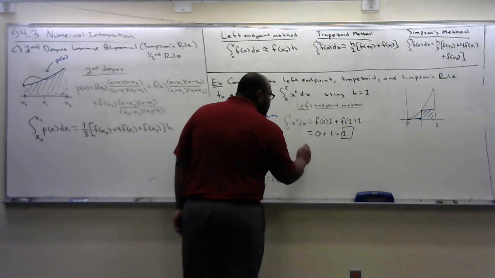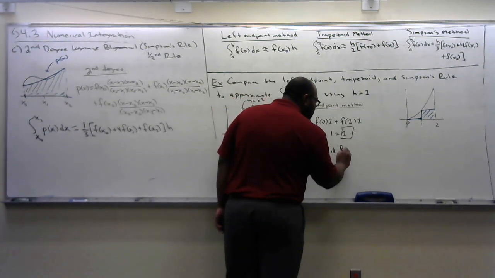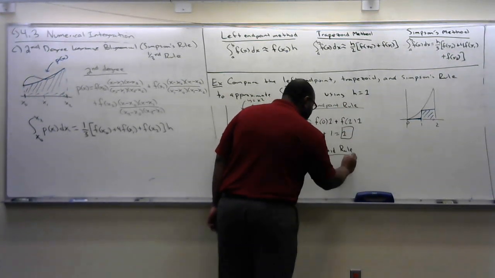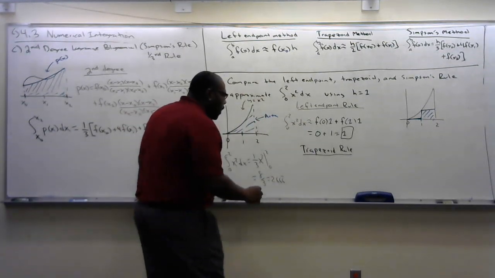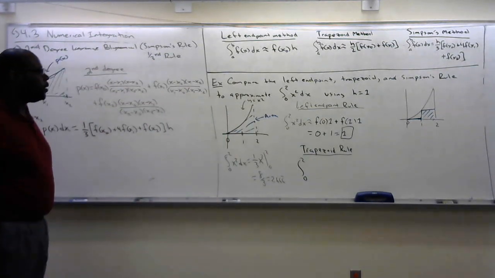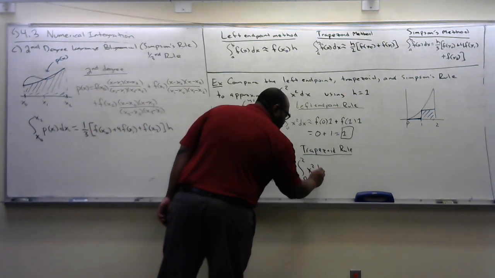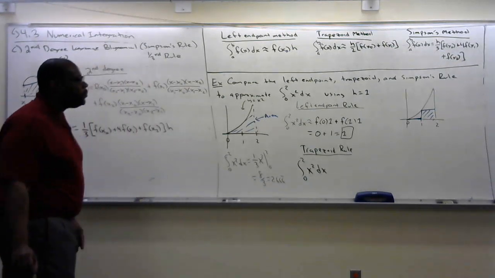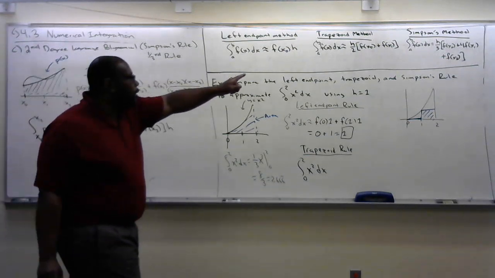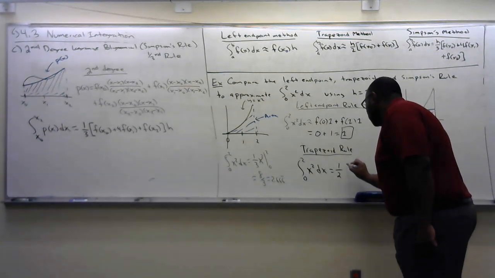Let's go to the trapezoid method, or trapezoid rule. It doesn't really matter: method, rule, trapezoid rule, that endpoint rule. Okay. I'm going to iterate from 0 to 2 again, the integral of x squared dx. Now for this one, my h is still 1. It doesn't change. 2 times.